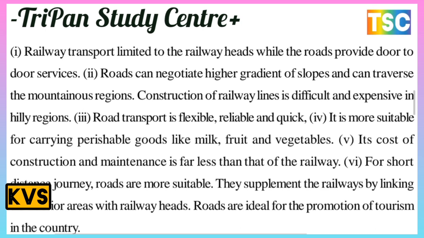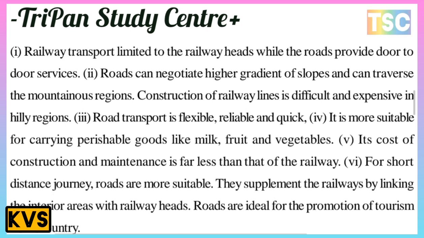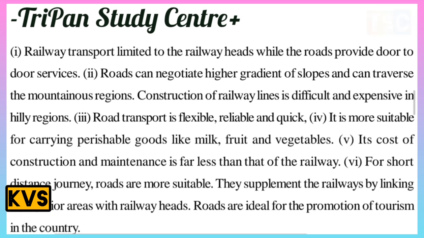That is the most important point here. Railway transport is limited, but road provides a door-to-door service. Roads can negotiate the high gradient of the slope in mountainous regions. Road transport is flexible, reliable and quick. It is more suitable for carrying perishable goods like milk, fruit and vegetables. Its construction and maintenance cost is far less than that of the railway. For short distance journeys, roads are more suitable.